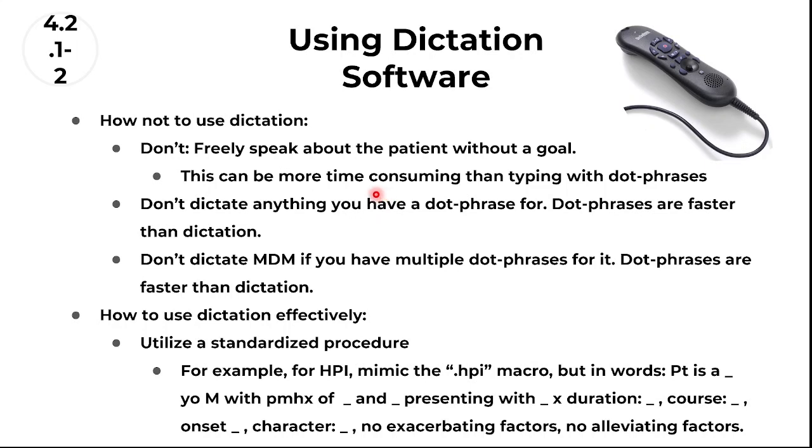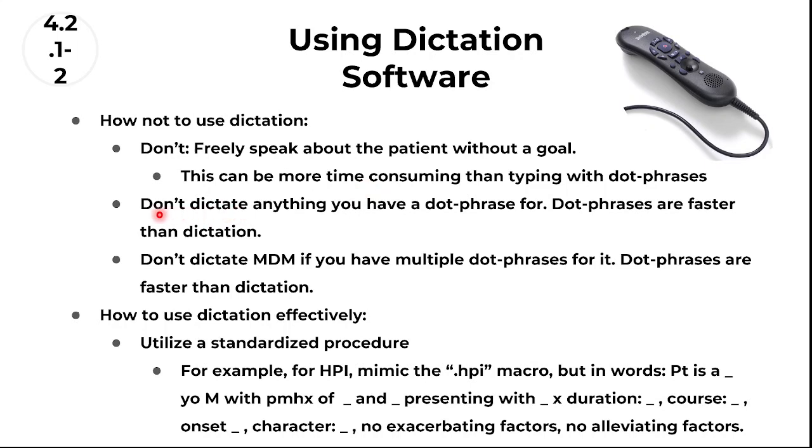For example, we would say, patient presents with chest pain, X duration: 5 hours, course, constant, onset, sudden, character, dull, comma, non-radiating, comma, non-pleuritic, comma, no exacerbating factors, comma, no alleviating factors. We want to be concise and directed to the point where your brain memorizes that and goes through that without any thought and can do it even while somebody talks to you.